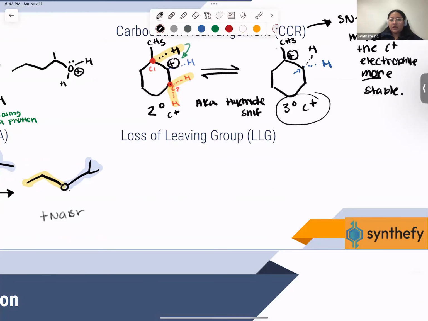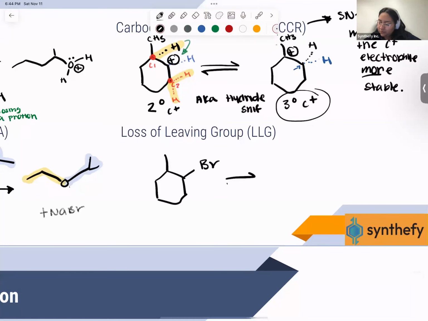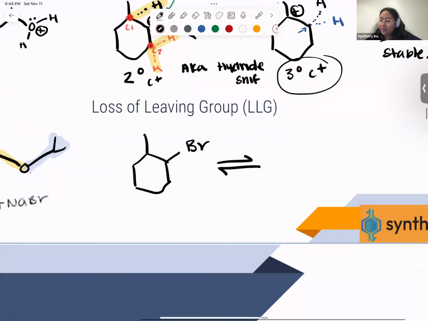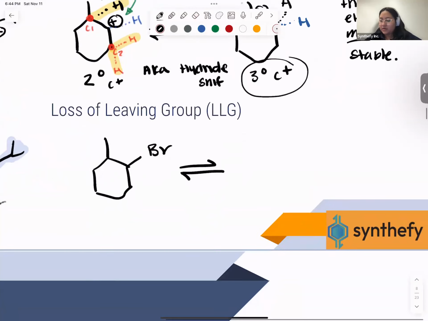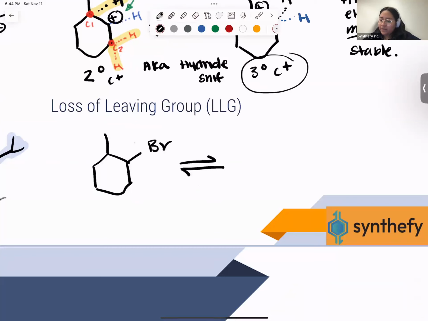That's not that important. Now, loss of leaving group. Let's draw some molecule that we have at top. Loss of leaving group is a reversible step. Notice that, it is shown with these types of arrows. Loss of leaving group is just when your leaving group, which in this case is bromine, leaves the molecule because it's stable enough to be on its own. So it's okay if it's on its own without making a bond, just floating around your aqueous solution. You can assume it's stabilized by the water.